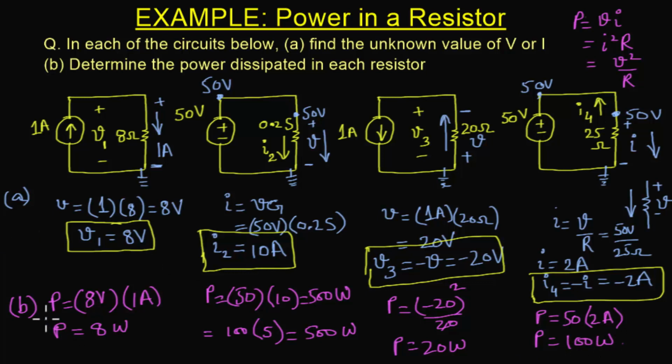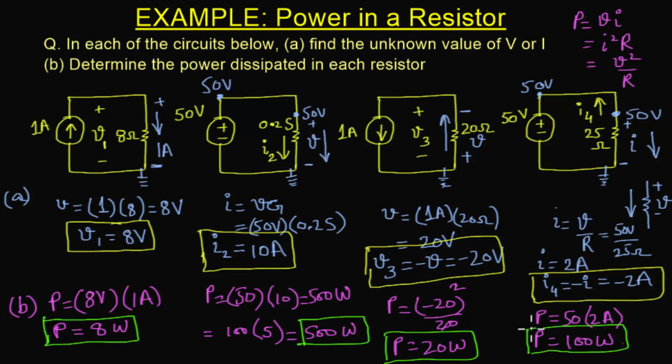So let me underline the results for our part B. Here we have power dissipated as 8 watts. Here the power is 500 watts. Here it is 20 watts. And for the last case, we have power dissipated equal to 100 watts. So in this way, we can find the unknown values for voltage and current for simple resistive circuits, and similarly we can find the power dissipated in resistors using different power relationships.